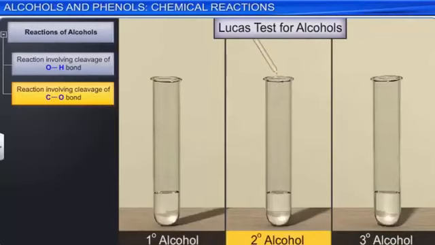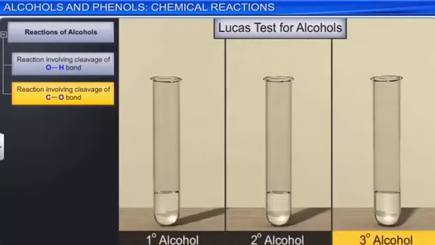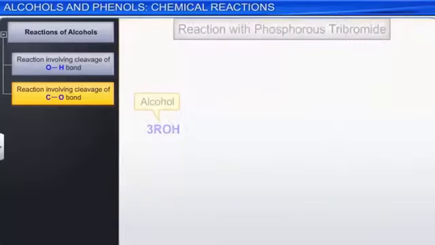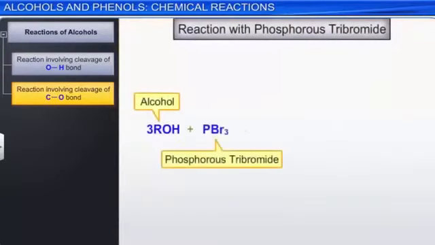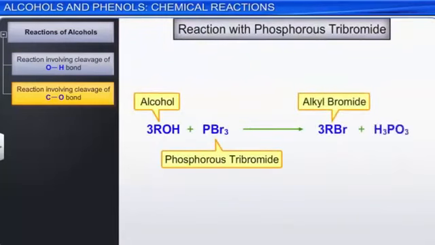A tertiary alcohol turns cloudy almost immediately. Alcohols react with phosphorus tribromide to form alkyl bromides. A general equation is shown here. The phosphorous acid that forms is water-soluble and can be washed away.